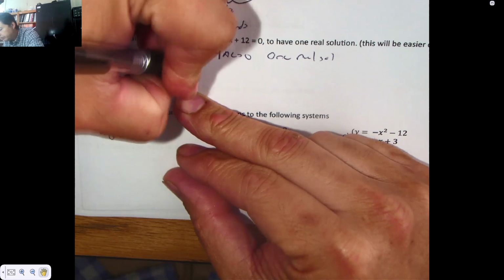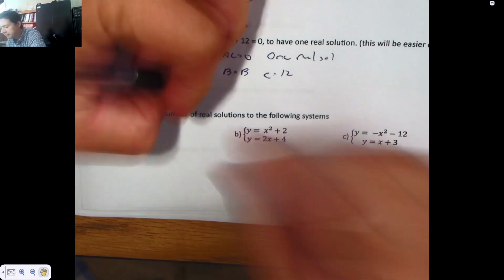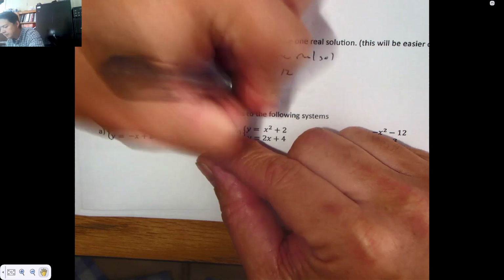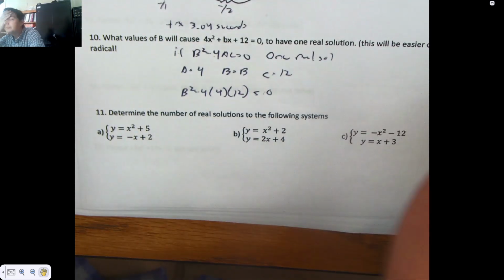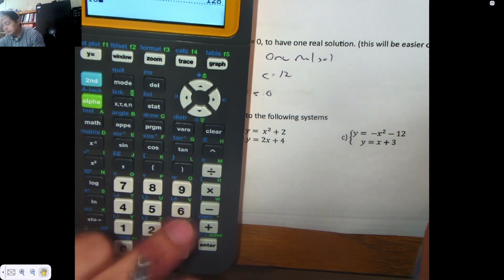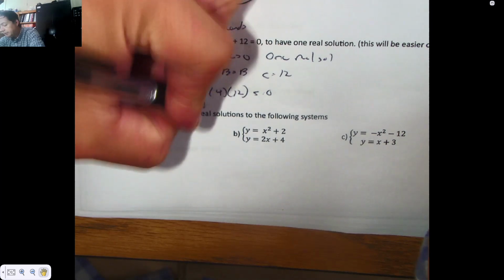Now this one, it says it's going to be easier on the test because this thing's probably hideous. I don't know. But looking at my equation, a is 4, b is b, and c is 12. I'm just going to plug some stuff in. B squared minus 4 times a, which is 4, times 12, must be 0. 4 times 4 is 16 times 12. Is it 176? No. It's 192. Okay, so b squared minus 192 is 0.